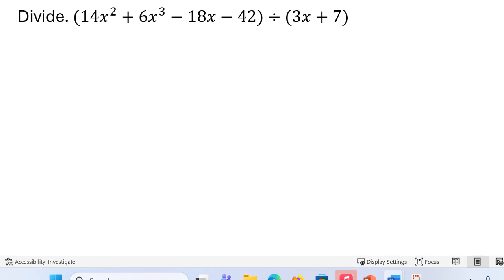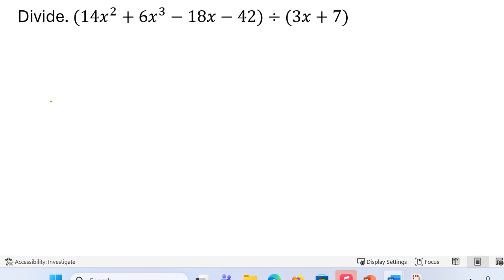So in this example, we are going to divide using long division. And with long division, you want to make sure you have all your terms. So if it goes from x squared to x cubed, or from x to the 4 to x cubed to x squared to 1x to no x. And you also want to make sure it is in descending order.